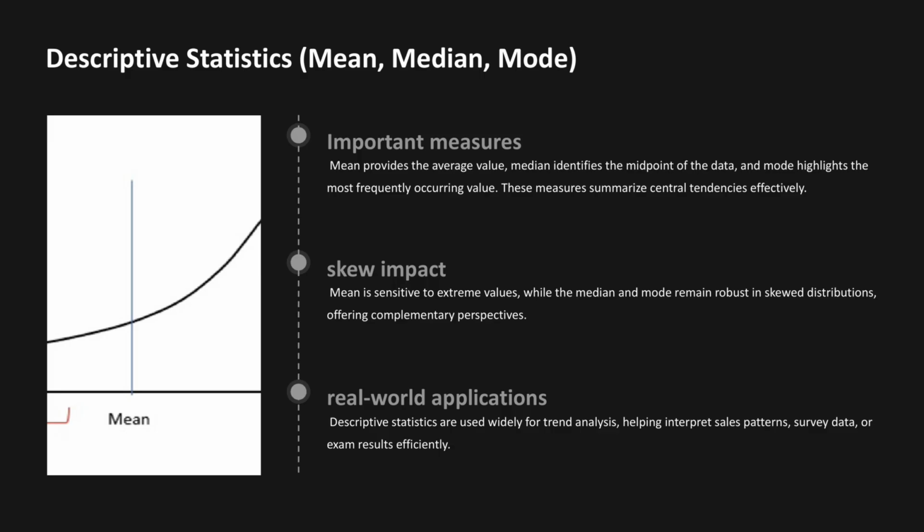Descriptive statistics give us quick, interpretable summaries. The mean shows the average, the median marks the midpoint, and the mode highlights the most common value. The slide's illustration emphasizes how the mean can shift with extremes, while median and mode often remain robust, which is useful in skewed real-world datasets.